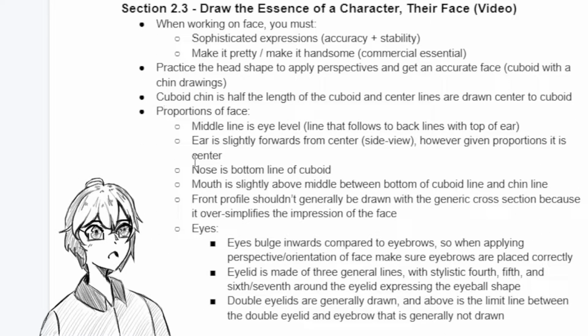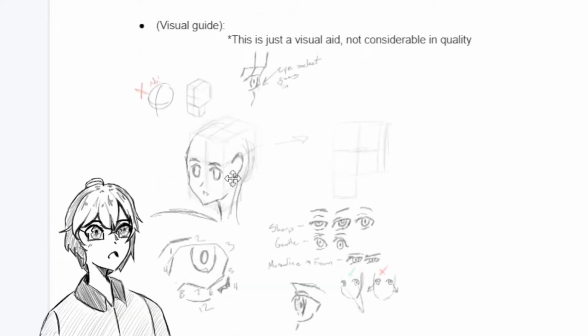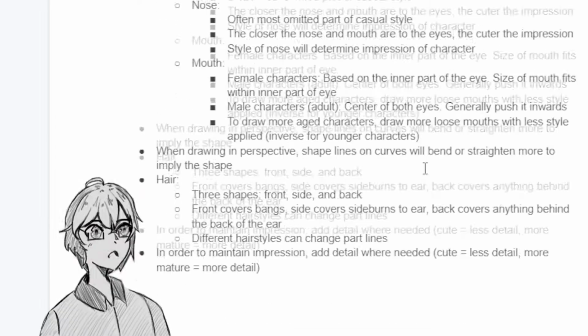Chyan goes over the proportions of the face in order to more accurately draw them within the cuboid shape as mentioned. So the middle line is eye level, and the line that follows to the back lines up with the top of the ear. So this line right here, you can see in this sort of perspective, follows along the center part of the line and then actually touches the top of the ear there. And these eyes should actually be a little bit up or the ear a little bit down, but whatever.